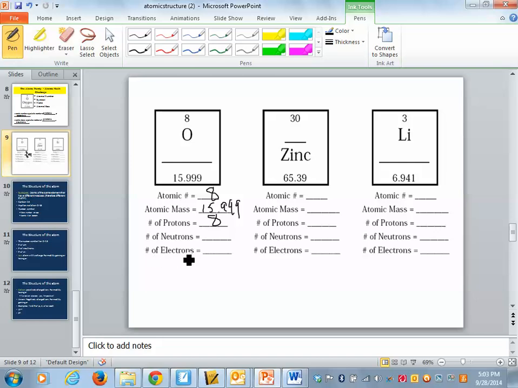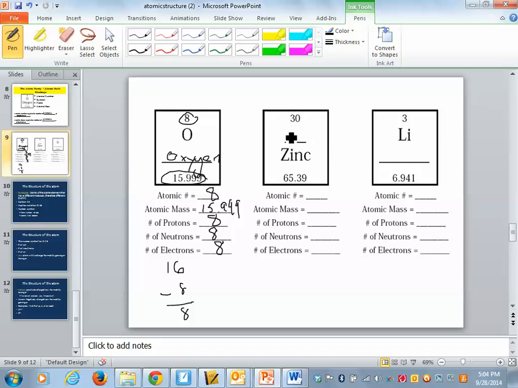We'll skip down to electrons right here. Electrons is also the same as our atomic number, which would be 8. Number of neutrons: we have to round our atomic mass to the nearest whole number. So that's 16. And once we have our mass number, we subtract our atomic number, which is 8, to get our number of neutrons, which would be 8. So in this case, we have 8 protons, 8 neutrons, and 8 electrons. That won't always be the case. Now, our last step is here. This atom is oxygen, so we'll write that in there.